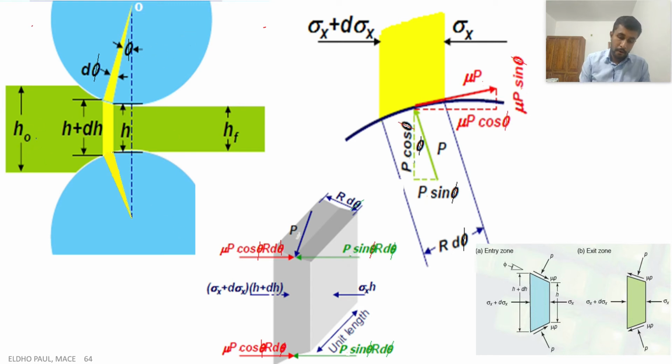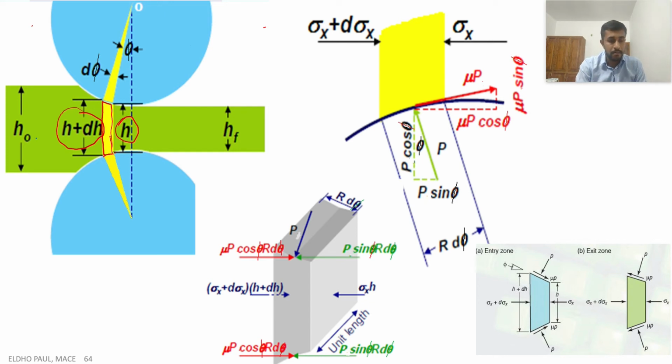Very small element from the workpiece. So this red-yellow colored one is the small element I used for analysis. To the left of this element, the thickness is equal to h plus dh. H plus dh is the thickness of the element on the left side, and h is the thickness on the right side.